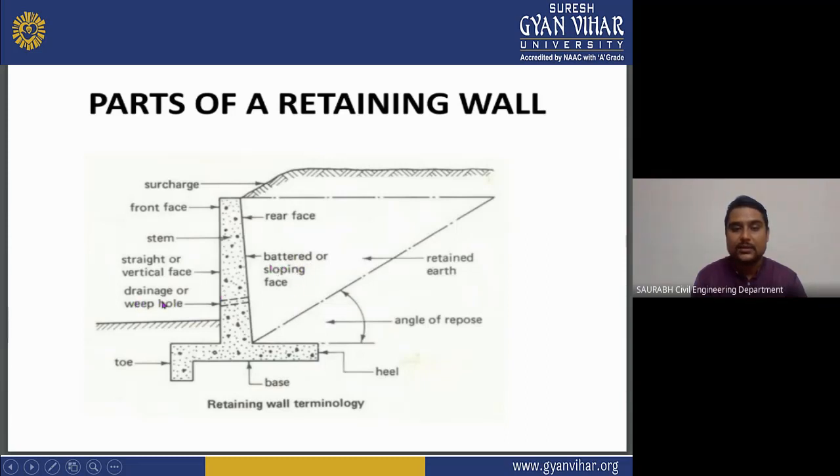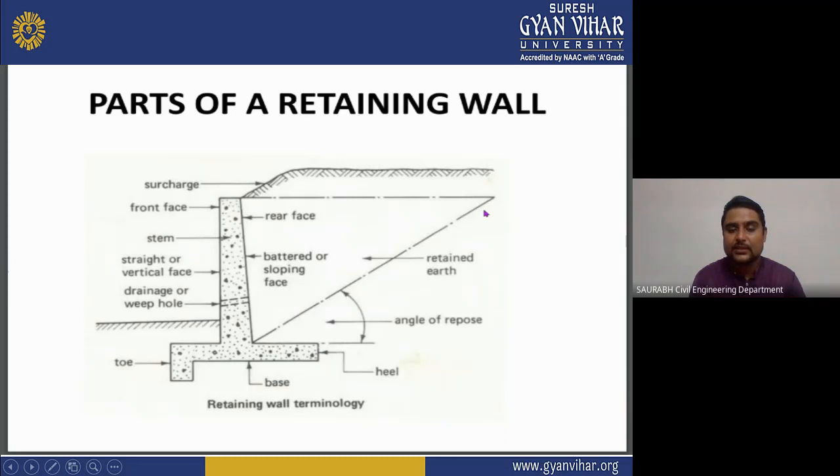There are also drainage or weep holes provided here. Sometimes a retaining wall is also constructed to retain water. In such cases, we need to prepare a drainage system in the retaining wall. As you can see here, there are drainage or weep holes in the retaining wall. Now come to the bottom of the retaining wall. It will be made like this, and this will be known as the toe, that will be known as the base of the retaining wall, and this will be the heel.